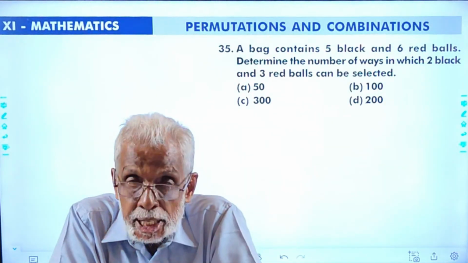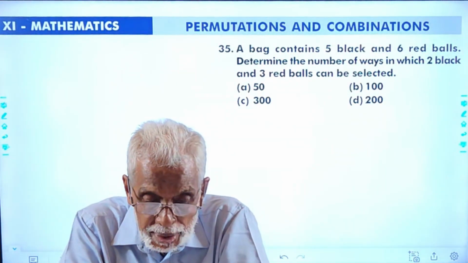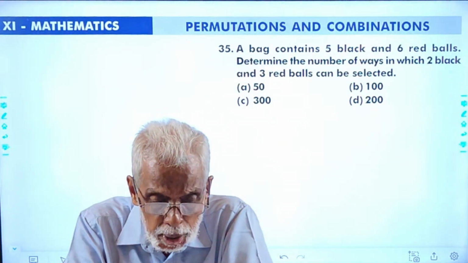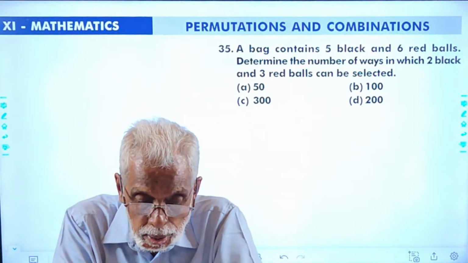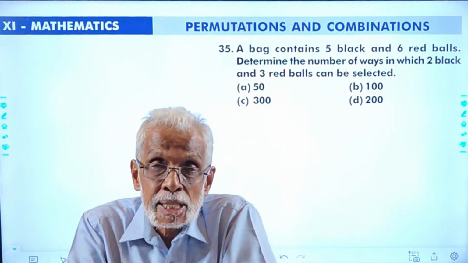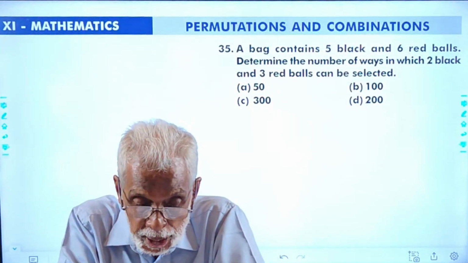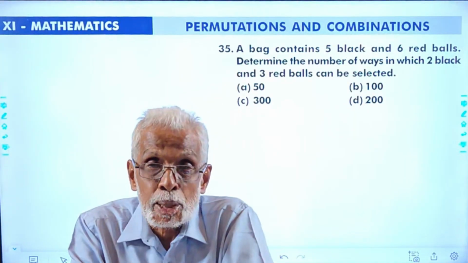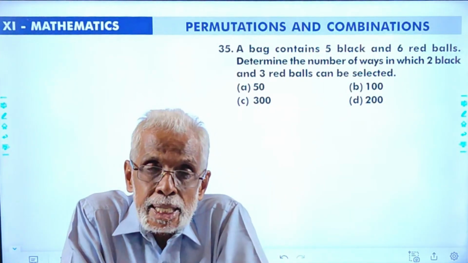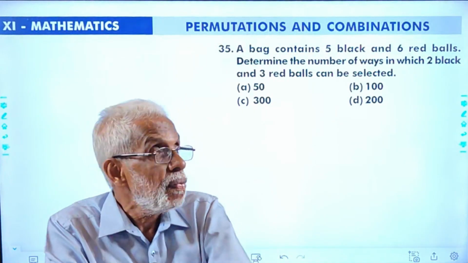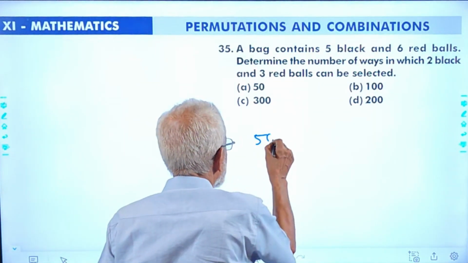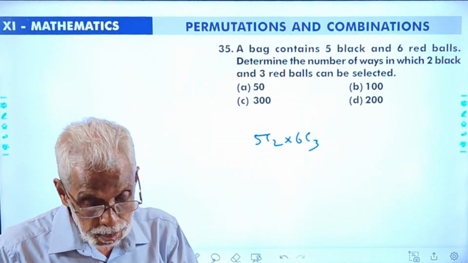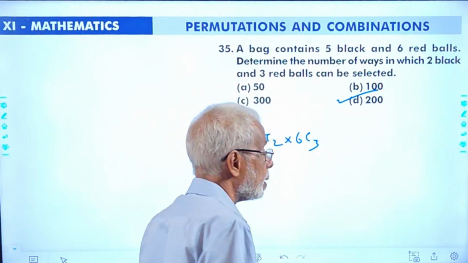A bag contains 5 black and 6 red balls. Determine the number of ways in which 2 black and 3 red balls can be selected. Number of black balls is 5. Therefore, total number of ways of selecting 2 black balls is 5C2. Number of red balls is 6. We have to select 3 red balls from 6 red balls. That can be done in 6C3 ways. Therefore, total number of ways is 5C2 into 6C3, which gives 200.